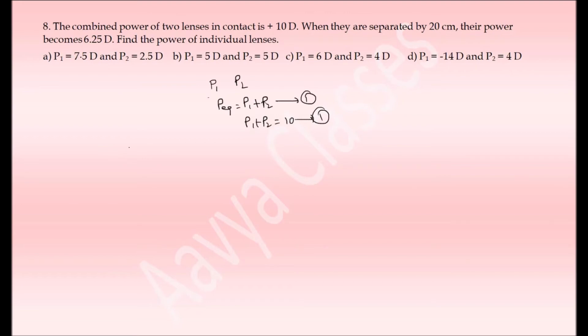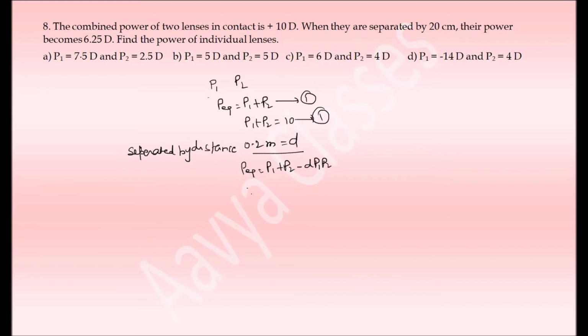Now when these lenses are separated by a distance of 20 centimeter, so separated by distance 0.2 meter, you have to be very clear that the distance must be in meter. So when they are separated by distance d is equal to 0.2 meter, we get P equivalent is equal to P1 plus P2 minus d P1 P2.